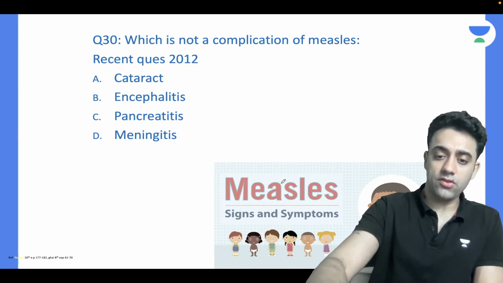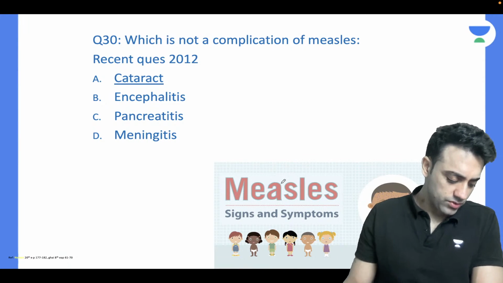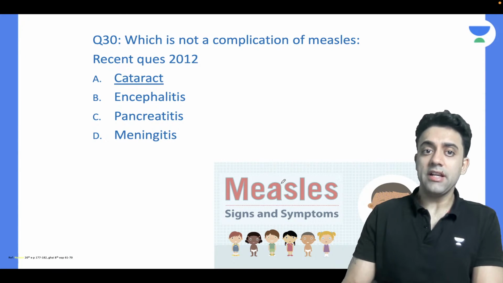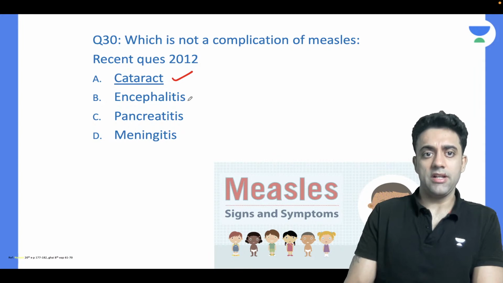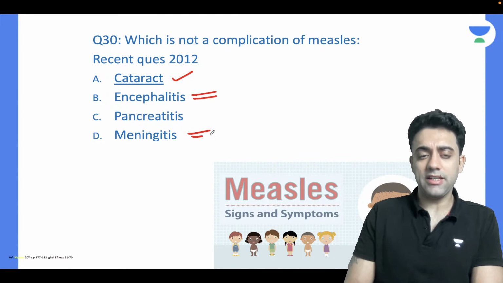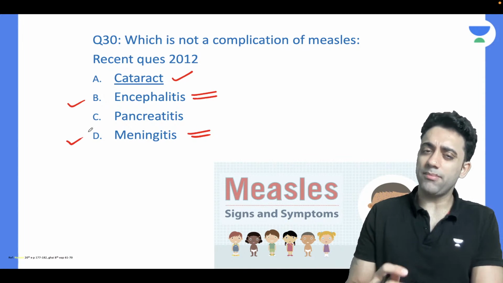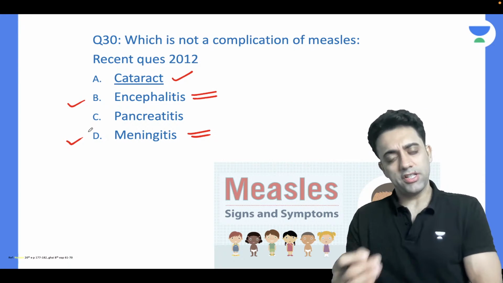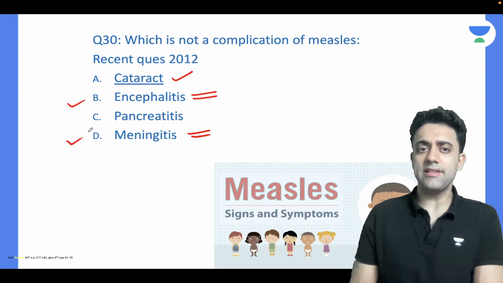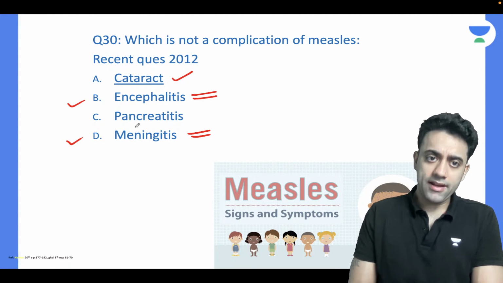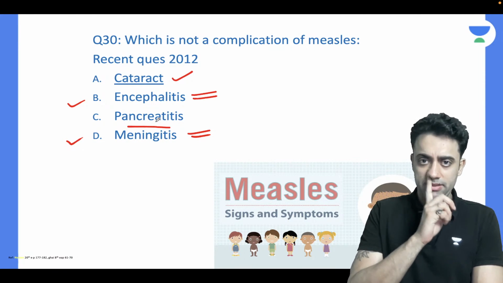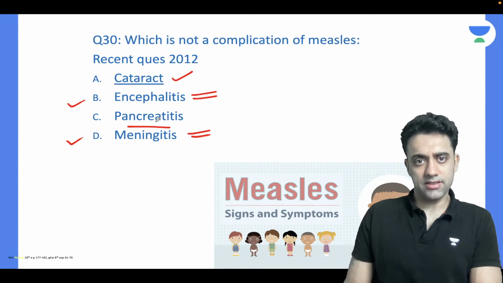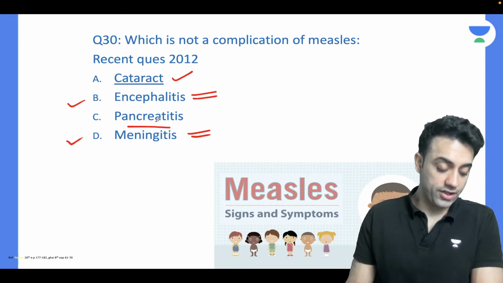So, what do you think? Which is not a complication of measles? The book says usually not C, but A. Who said A? Zainab Akhtar is right. Cataract is not a complication of measles, and encephalitis can happen. Remember, encephalitis and meningitis happen in almost every disease. In mumps the patient can also have encephalitis, meningitis. Chickenpox can also have all those complications. Pancreatitis, the book says, can happen in measles, but eye problems like cataract, no. Cataract is not a complication of measles according to Nelson.